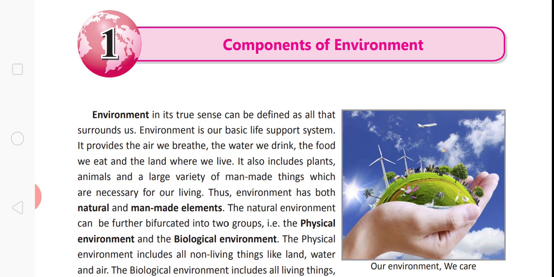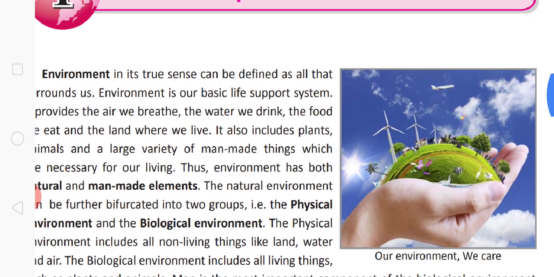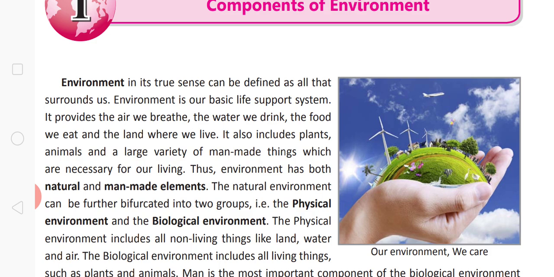Now while starting this chapter, first of all we have to know what is the meaning of environment. So here the meaning of environment is the surrounding, anything which surrounds us. So here in the book it is written, environment in its true sense can be defined as all that surrounds us. That means anything which surrounds us, whether it is chair, table, rubber, pencil, walls, whatever it may be, these are our environment.